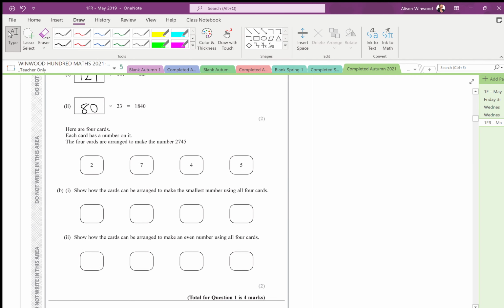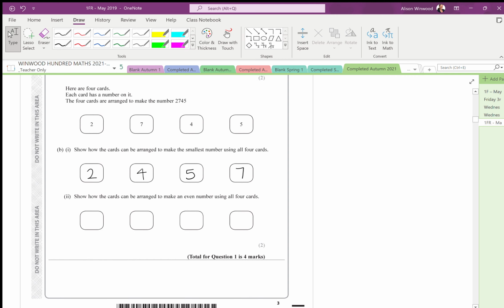So to get the smallest number, I need to put them in order, smallest to largest. To make an even number, it doesn't matter what order I put them in, so long as I've got either the 2 or the 4 at the end. I'm going to put the 2 at the end.